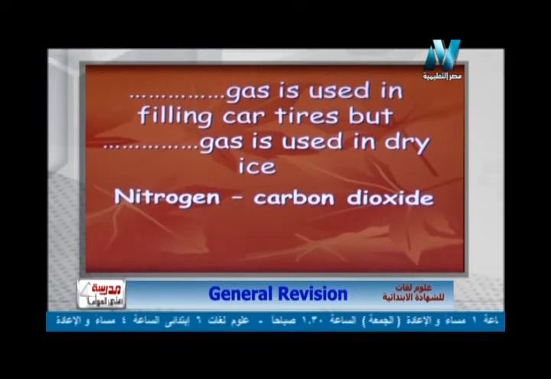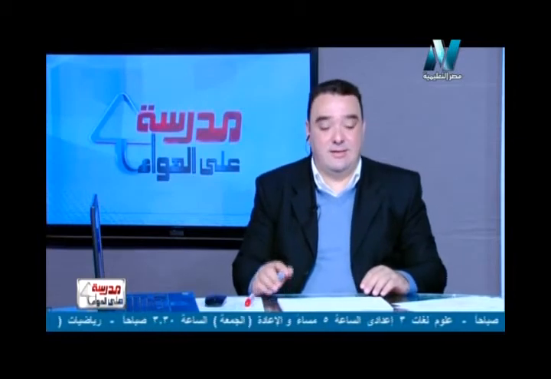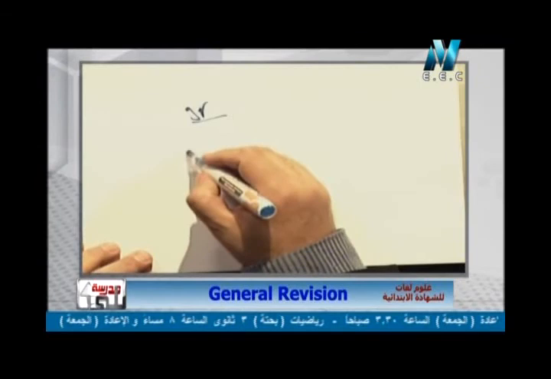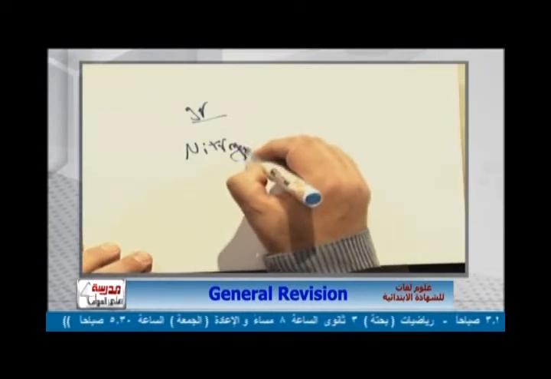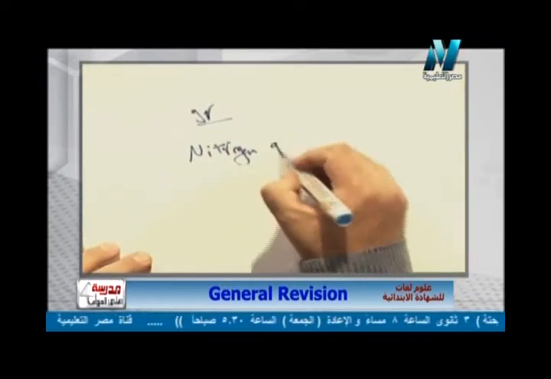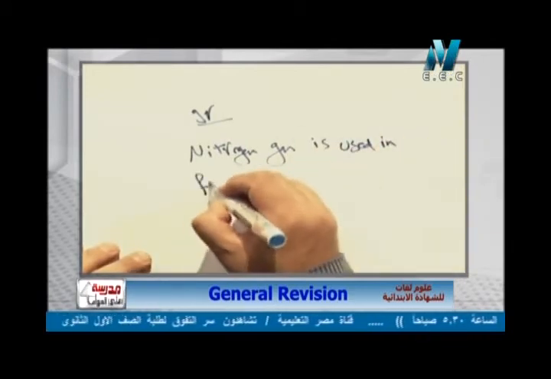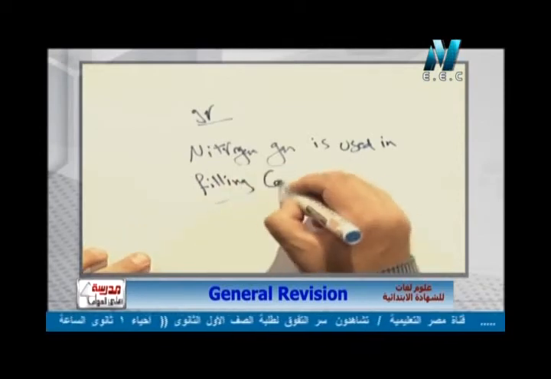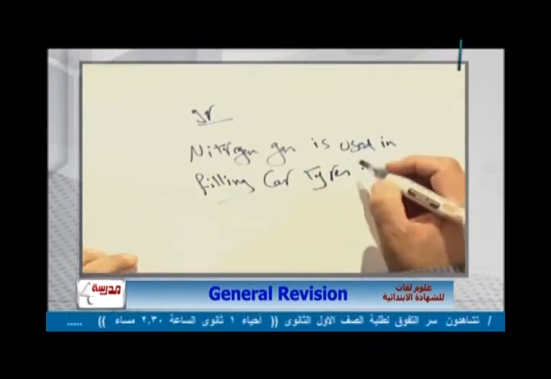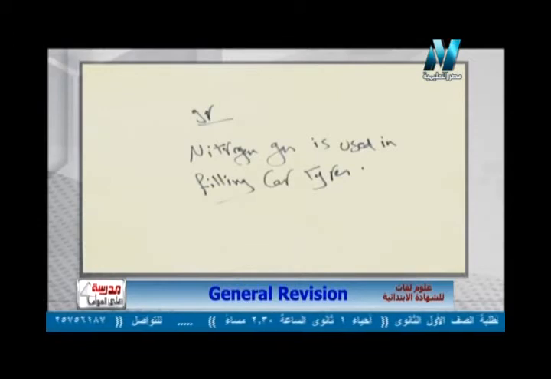So here I have a question in this point. Give reason question. The question says: give reason, nitrogen gas is used in filling car tires. ليه بستخدم nitrogen gas في ملء طائرات السيارات؟ Give reason. Let us write together. نكتب مع بعض. Give reason. Nitrogen gas is used in filling car tires. سؤال مهم جدا. ليه بستخدم nitrogen instead of air بدلا من الهواء filling car tires?